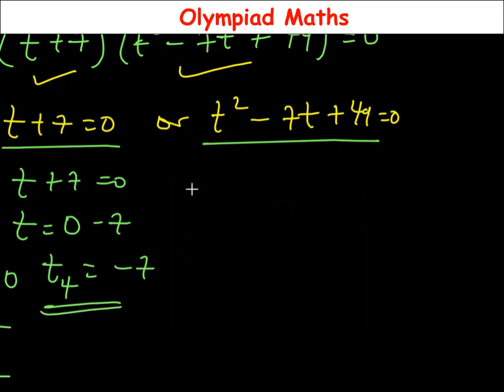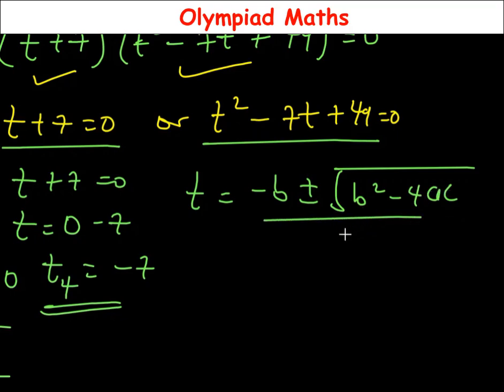And we are solving with respect to t, so t is equal to minus b plus or minus square root b squared minus 4ac all over 2a. Okay, and the value of a in this equation is 1, which is the coefficient of t squared. The value of b is the coefficient of t, which is minus 7. And the value of c is the constant, which is plus 49.